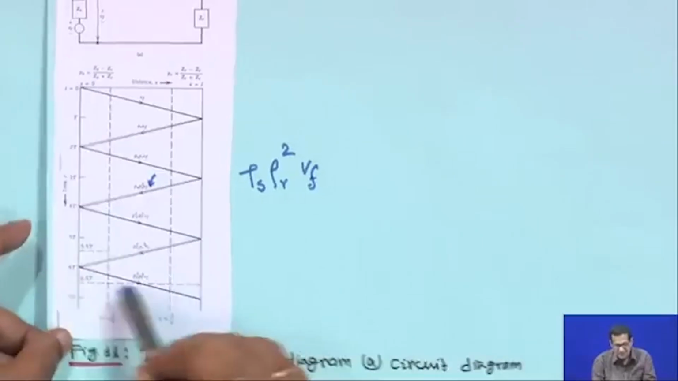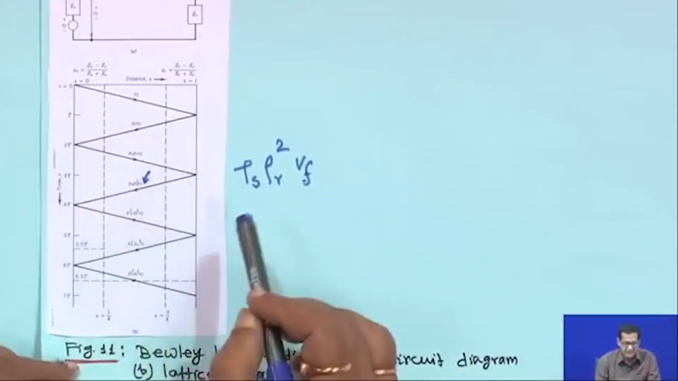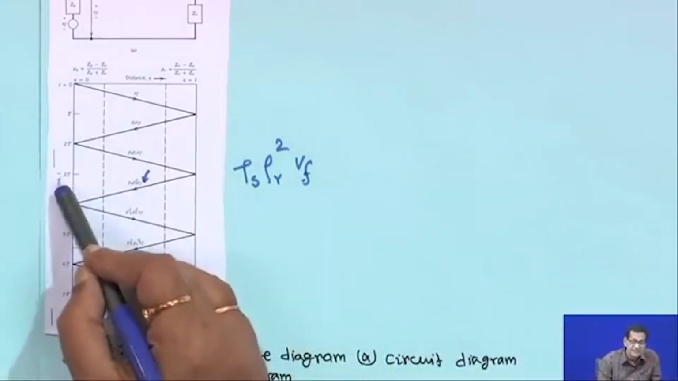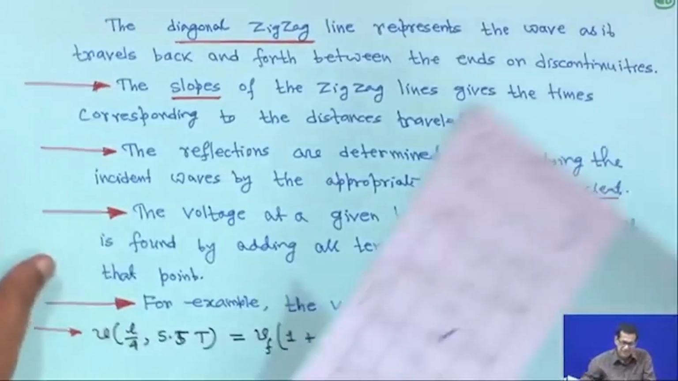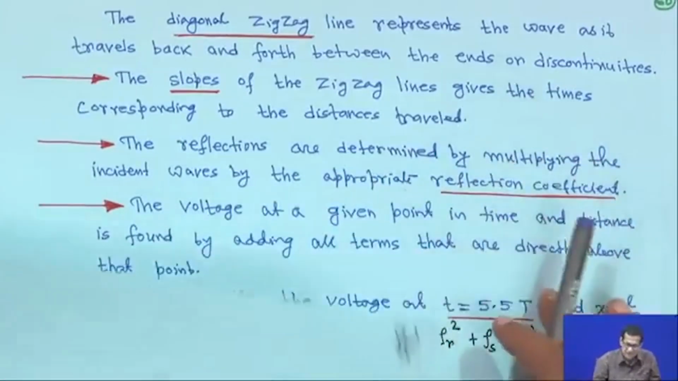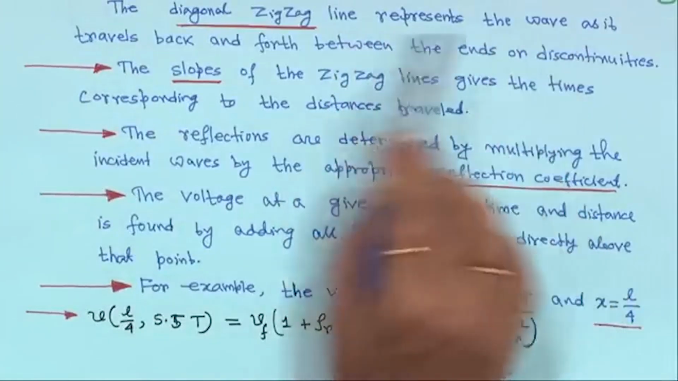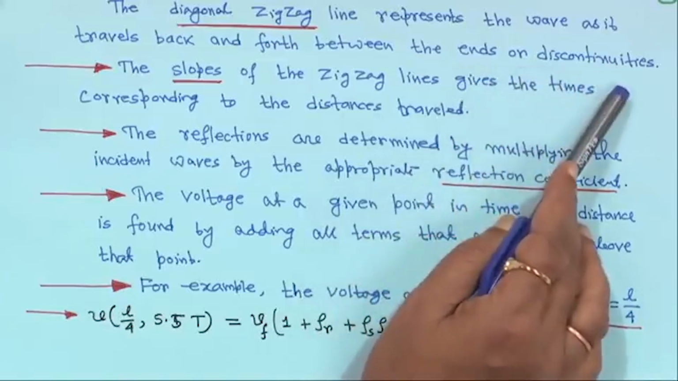That way the lattice diagram can be constructed. This side is time t. The diagonal zigzag line represents the wave. I have explained everything, but the write-up is here for you: the diagonal zigzag line represents the wave as it travels back and forth between the ends or discontinuities.